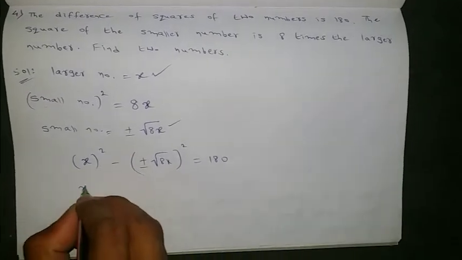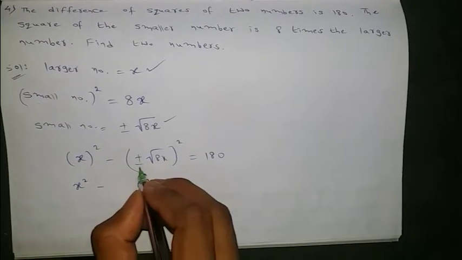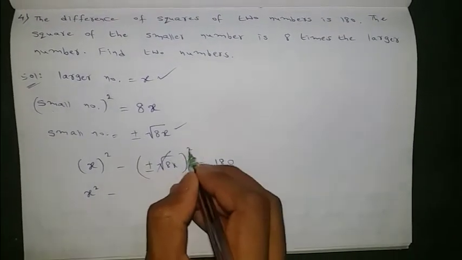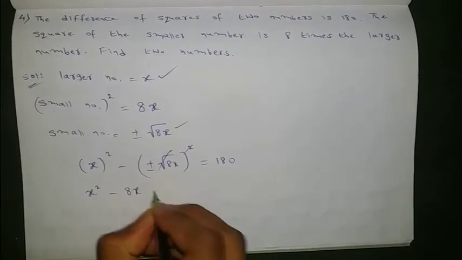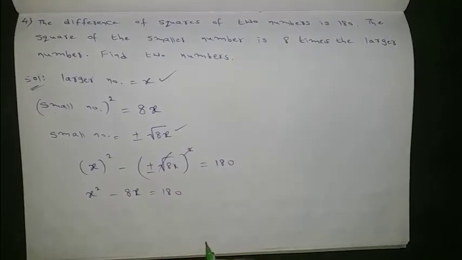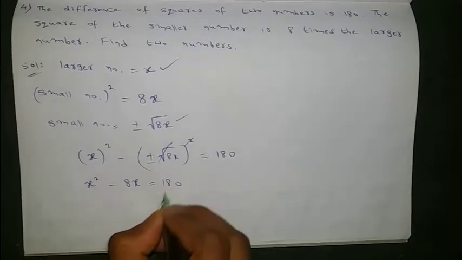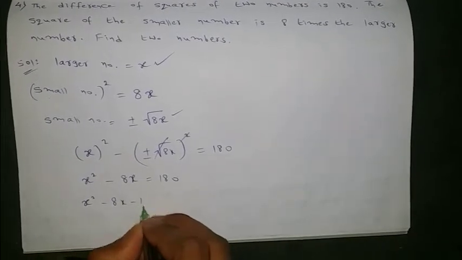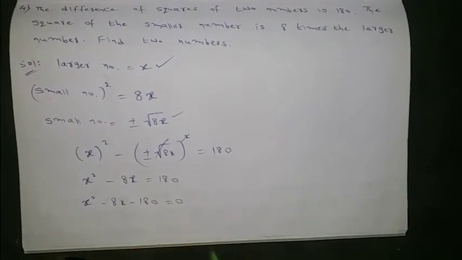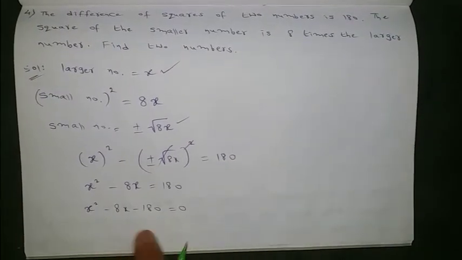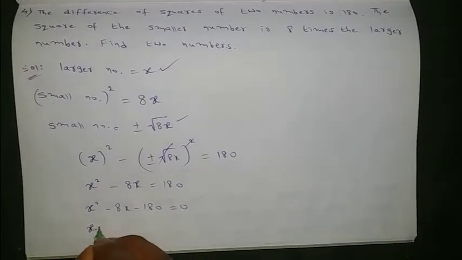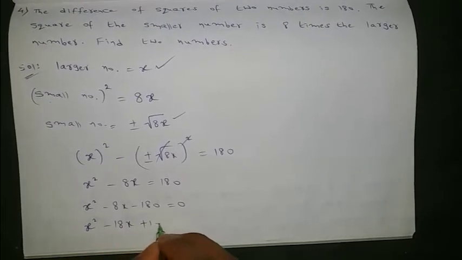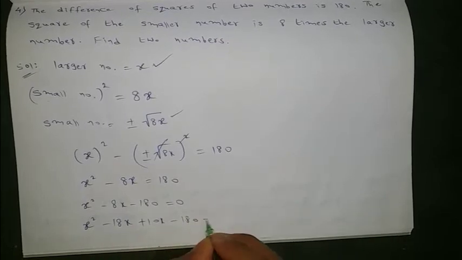x square as it is minus, whether it is plus or minus, if we are doing square it is always plus only, so square root and square will cancel, so we remain with 8x equals 180. So 180 I will bring to the left side, so we will get x square minus 8x minus 180 equals 0. Now we need to split the middle term into two terms. x square, this minus 8x can be written as minus 18x plus 10x minus 180 equals 0.